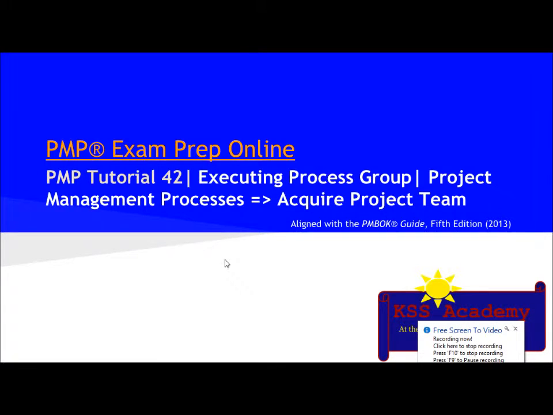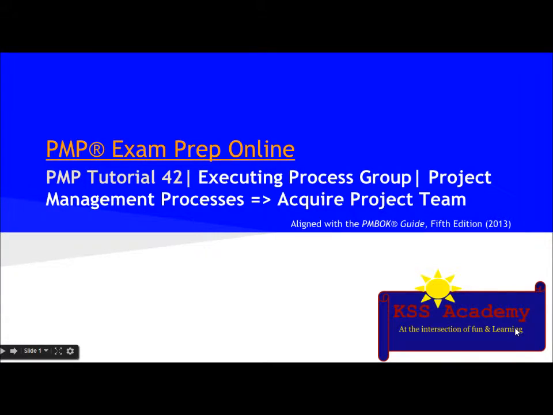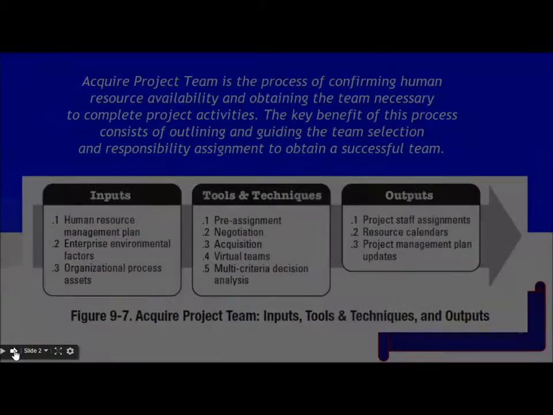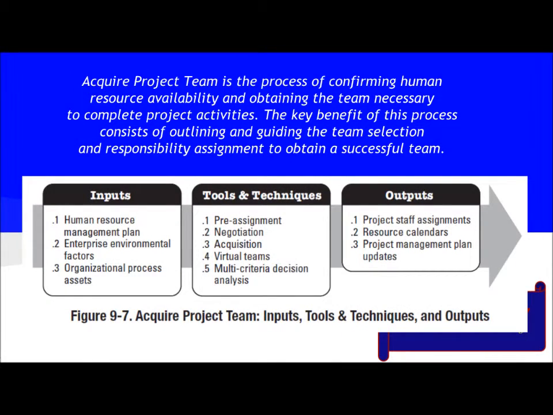Hello people, today we are going to start with the new process group, which is executing process group, project management processes: acquire project team. So let's learn about the process acquire project team. Acquire project team is the process of confirming human resource availability and obtaining the team necessary to complete project activities.